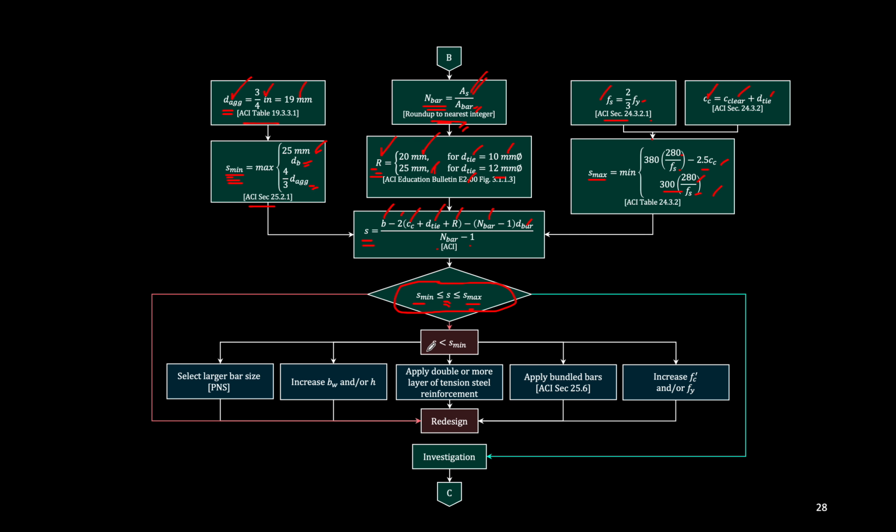Now, sakali naman na yung spacing natin is less than sa minimum na spacing, we have here mga suggestions para ma-satisfy natin yung condition na dapat yung spacing natin must be greater than the minimum tsaka less than the maximum spacing. So una, pwede kayong mag-select ng larger na bar diameter. Pwede nyo ring i-increase yung width ng beam or h. Pwede kayong mag-apply ng double or multiple layer na tension steel reinforcement. Pwede rin kayong mag-apply ng bundle bars. Or you can also increase yung fc prime tsaka yung yield strength ng steel na fy.